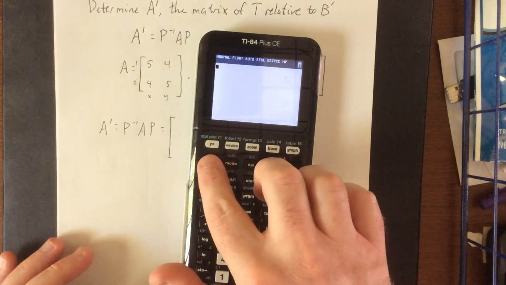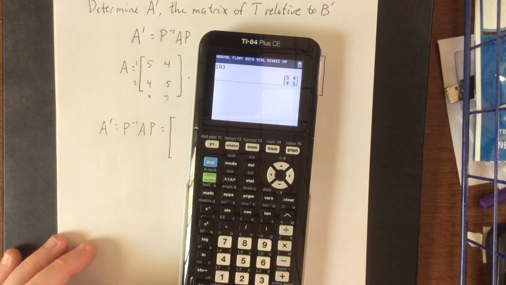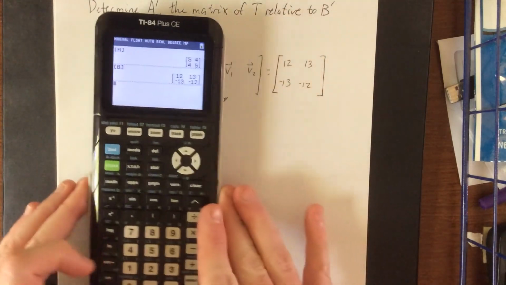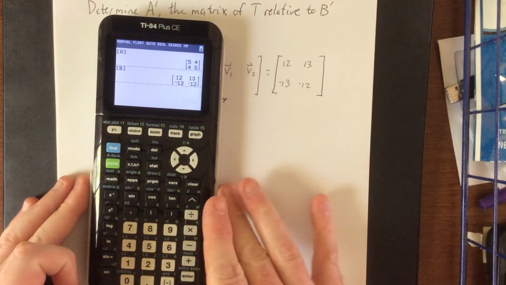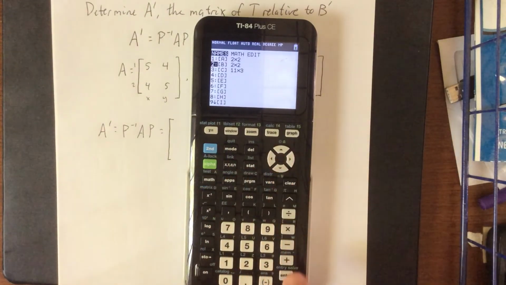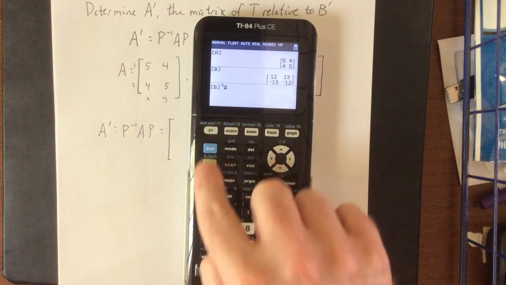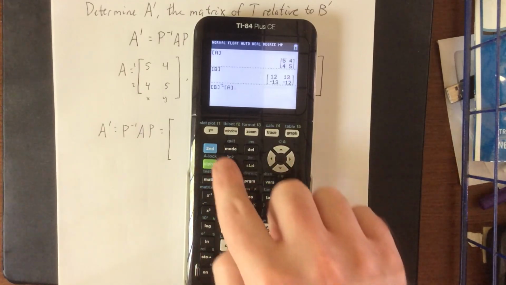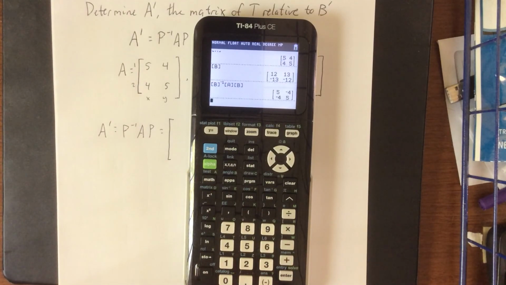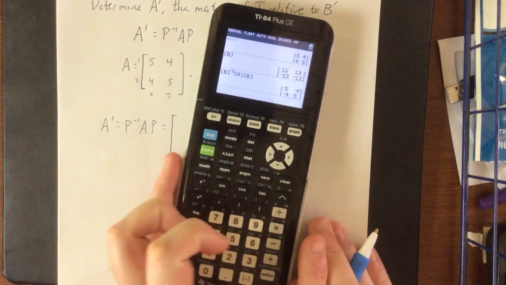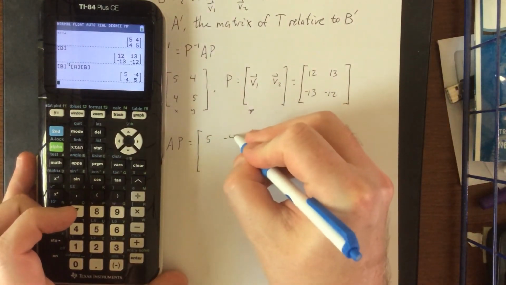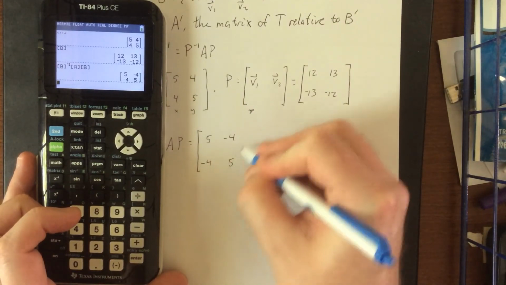Then we'll do a quick double check. Make sure that matrix A looks good, 5, 4, 4, 5. Make sure matrix B looks good, 12, 13, -13, -12, and then we multiply. So in the calculator, we are going to ask for B inverse multiplied by A multiplied by B. My goodness. It's as if nothing has changed, and yet everything has changed. This will be 5, -4, 4, and 5.